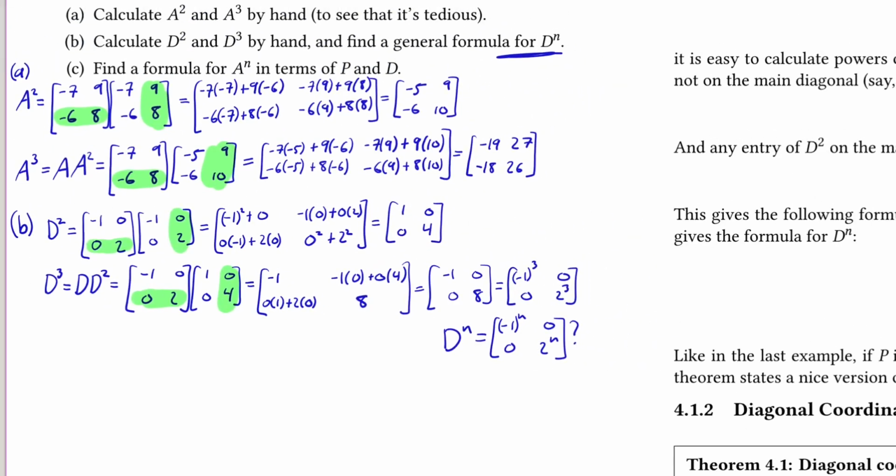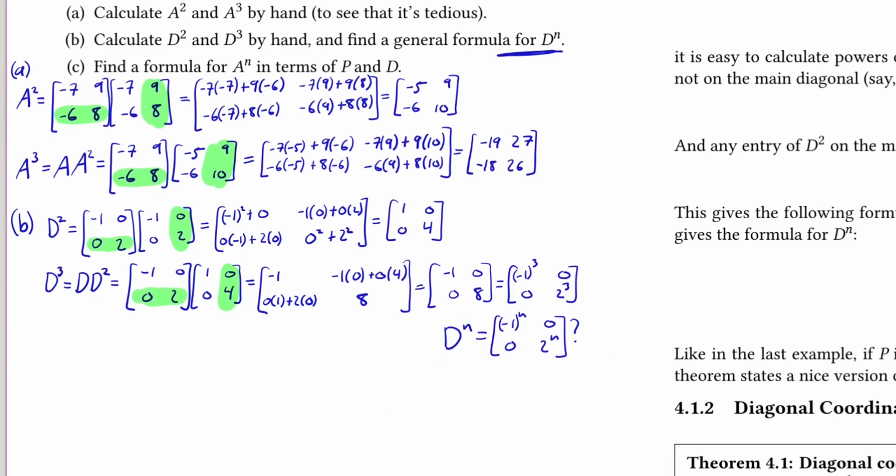Now that is much easier to calculate if n was like 100. If I wanted to do d to the power 100, it would just be -1 to the power 100, which is 1, and then 2 to the power 100, which is, well, maybe that is hard, but at least it's easy to write down like that. So that's much easier to do.